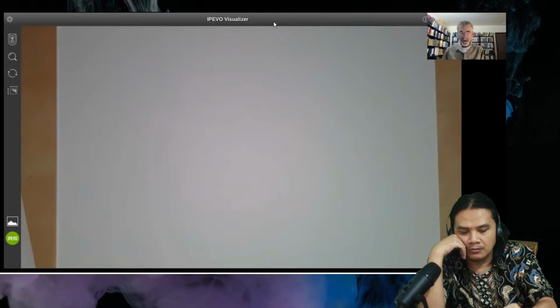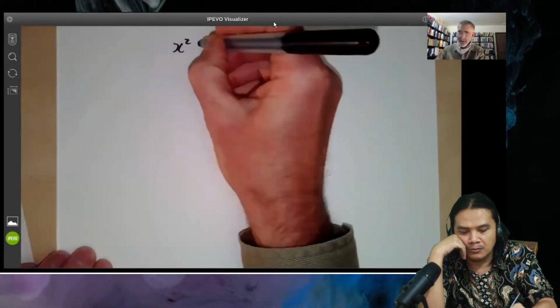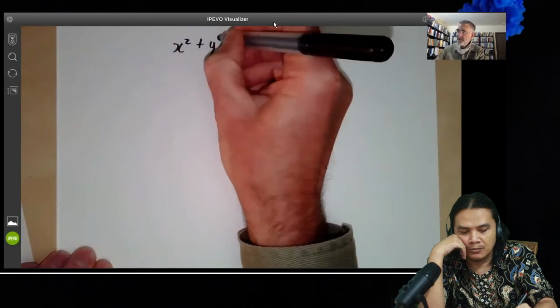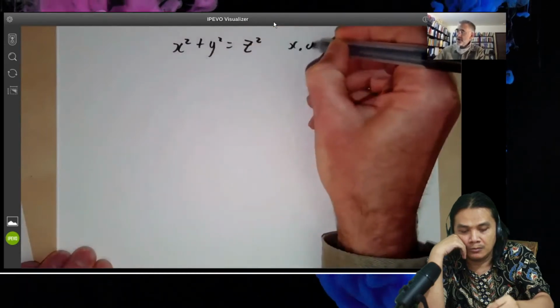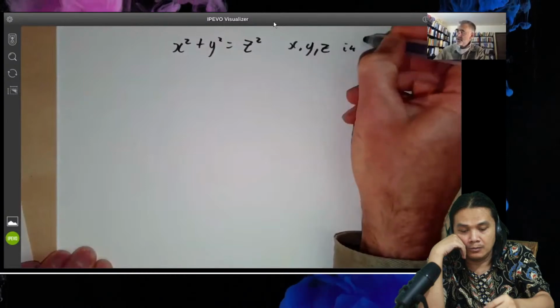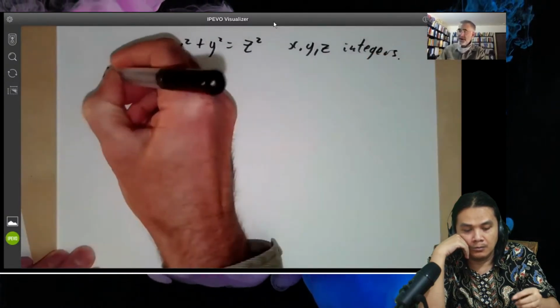There are several ways of doing this. I'm going to discuss an algebraic way and a geometrical way. So first of all, let's do the algebraic solution. We want to solve x squared plus y squared equals z squared with x, y, and z integers. So here's the algebraic solution.